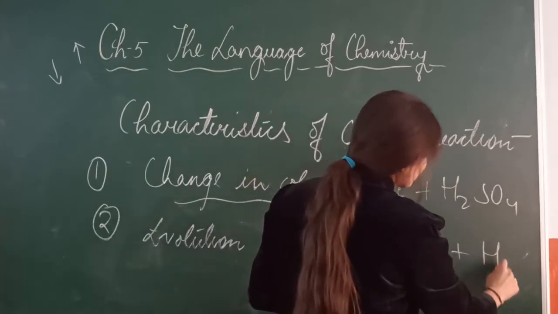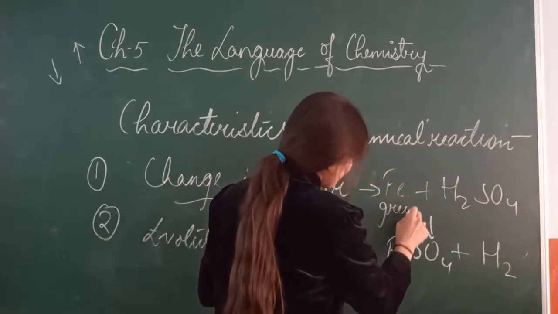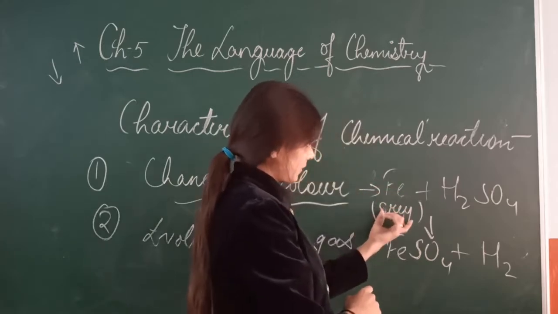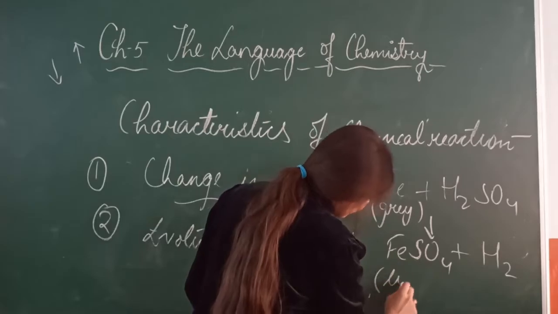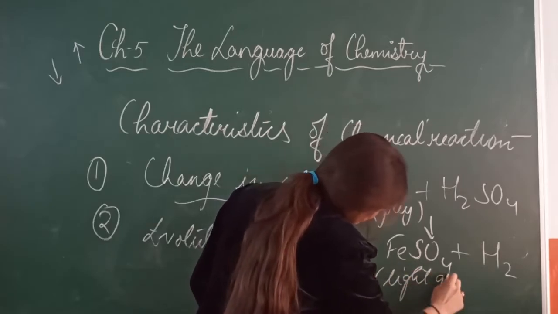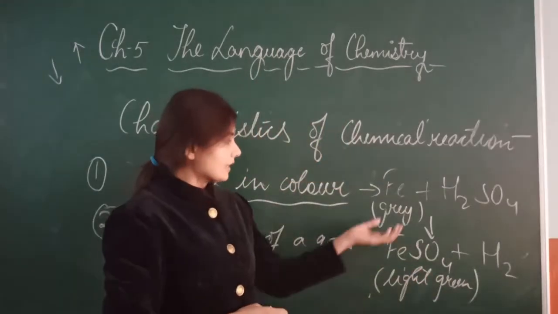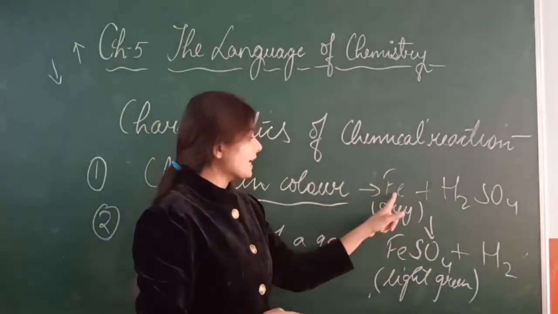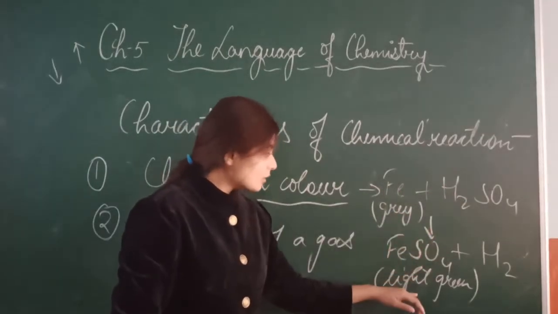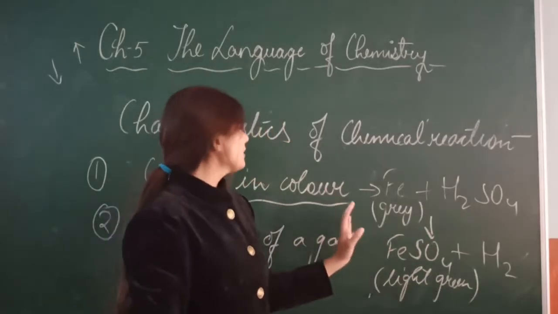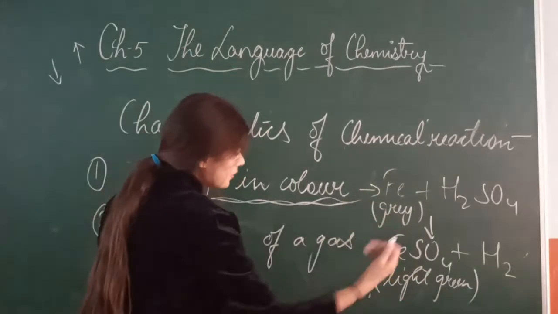FeSO4 plus hydrogen gas will evolve. You can see here that iron is grey in color. We will mention the color just below this reactant. And here the product, it is light green in color when it forms iron sulfate. So in this reaction, the reactant iron is grey, but after reacting with the sulfuric acid, when it forms iron sulfate, it is light green in color. So this is also a change in color. You can see that color changes from reactant to the product.